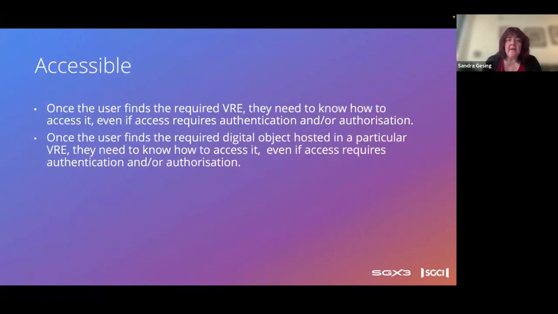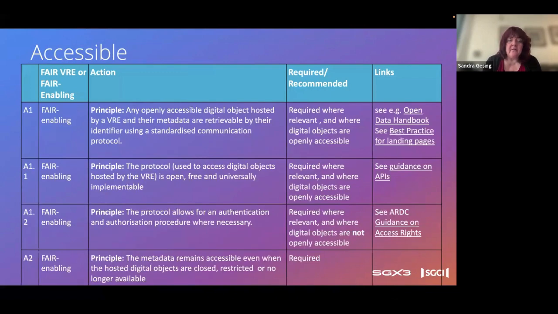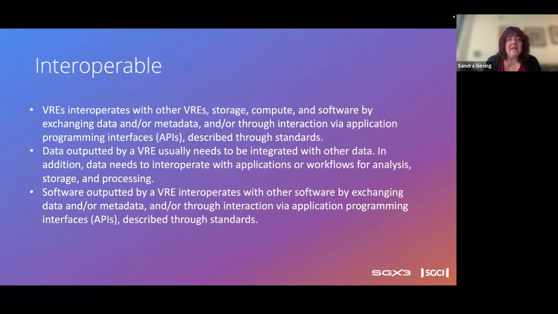So accessible is when, once the user finds the required VRE, they need to know how to access it, even if access requires authentication and authorization. And once the user finds the required digital object hosted in a particular VRE, they also need to know how to access it. Is it via the Science Gateway, or is it maybe outside the Science Gateway? Also here we had the same structure. We defined these different routes. As I said, we can use it later for discussions.